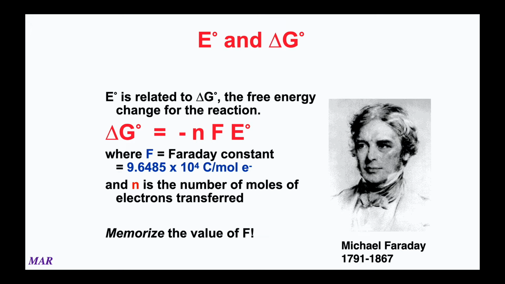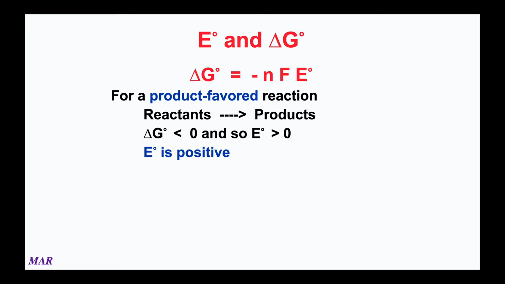Now, we've already seen that cell potential, if it's positive, that means spontaneous, which means negative delta G. You can see with the negative sign in there, negative will turn the positive E into a negative number. Delta G will be negative. Life is good. Delta G equals minus NFE.